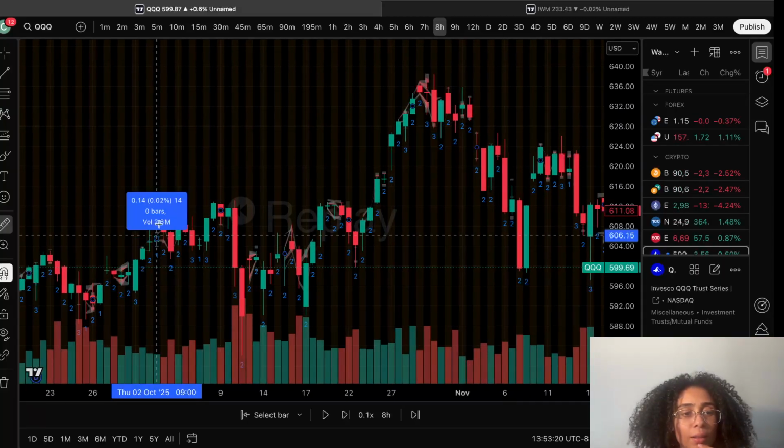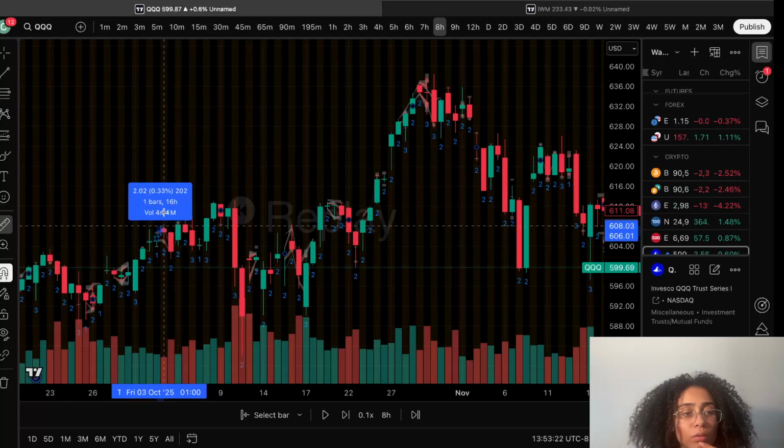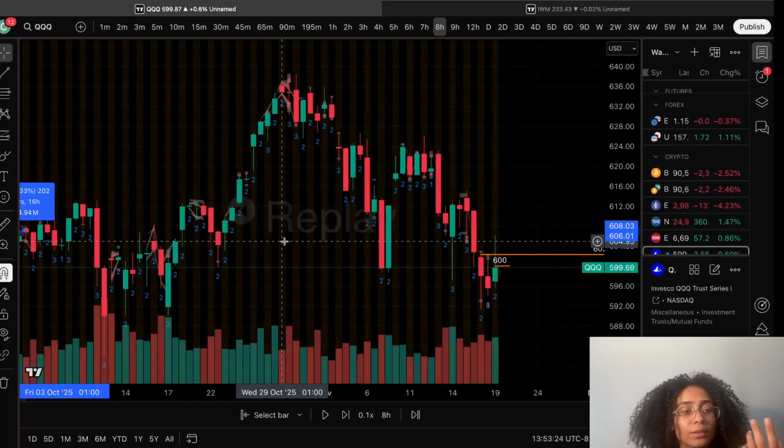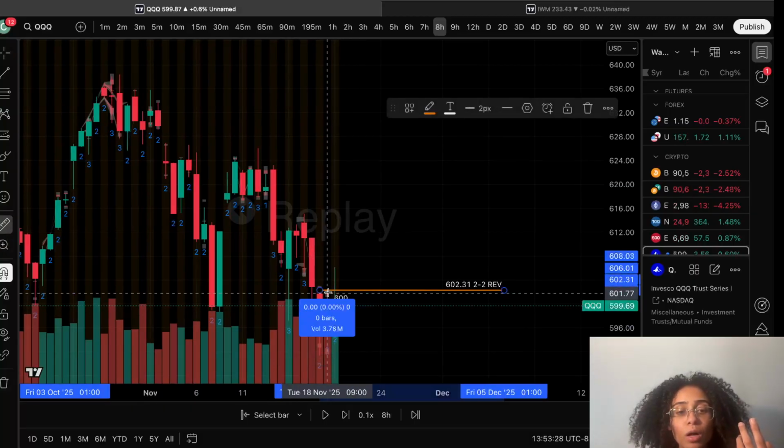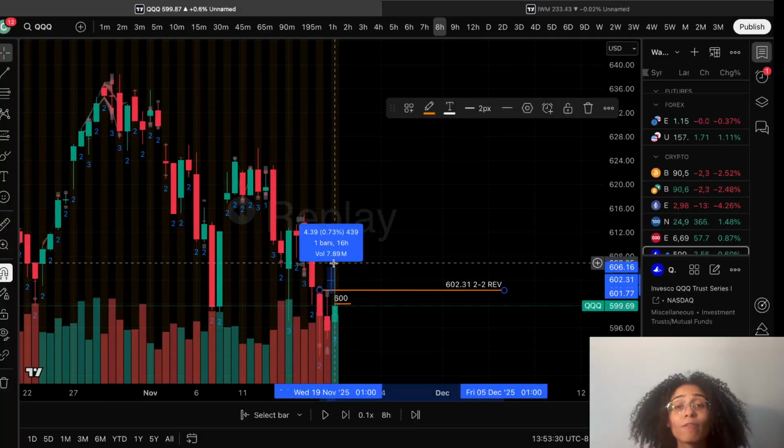2-1-2, look at this. It moved $2. That's a solid move to me. So I'm looking for about a $1.50, $2 move off this 2-1-2 break. And what do we get? We got a $4.39 move off that 2-1-2 on the 8 hour. It was a beautiful setup. A beautiful use of unorthodox time frames.